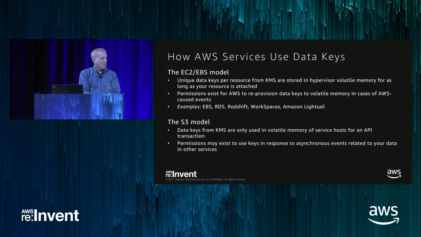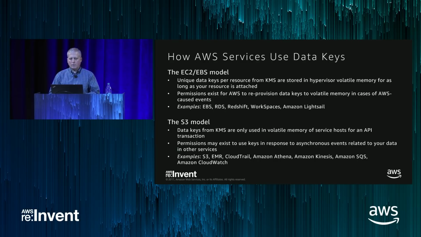Okay? So the permissions to be able to use your keys in cases where you haven't directly signed an API request, they may exist, but they only exist in the form of roles. Right? So if you think about Kinesis, that is a good example. And we've listed a handful of services down here.